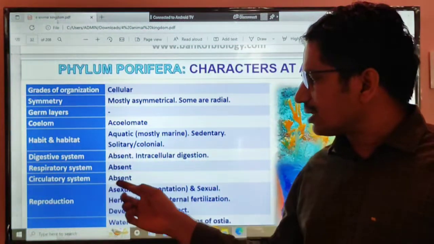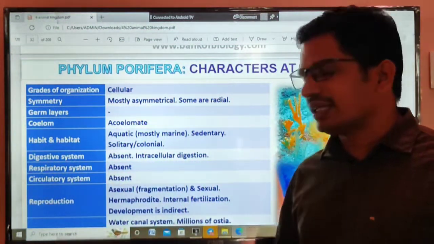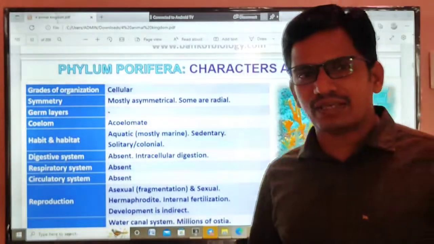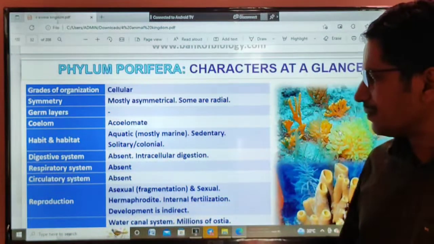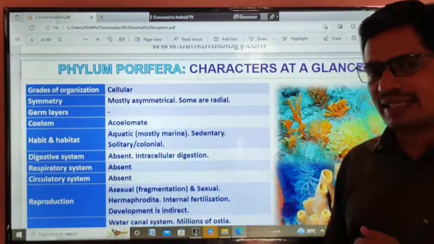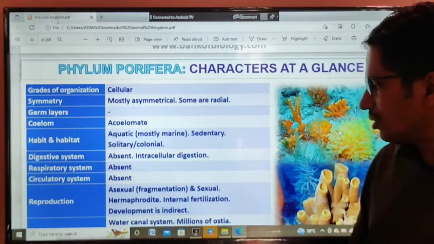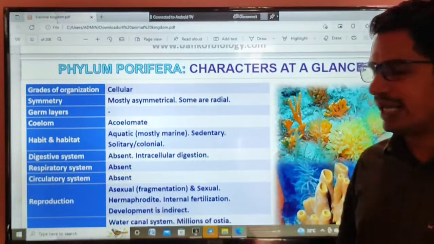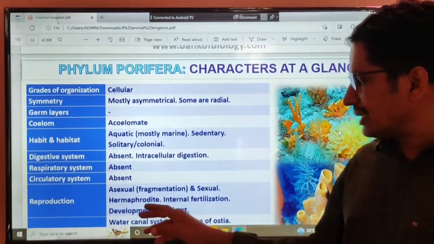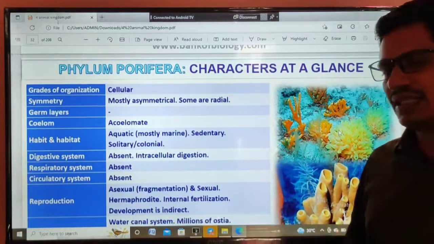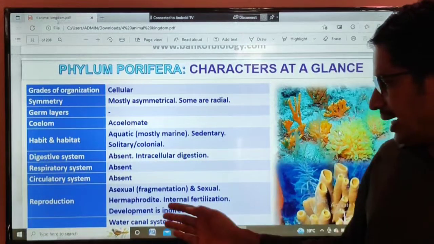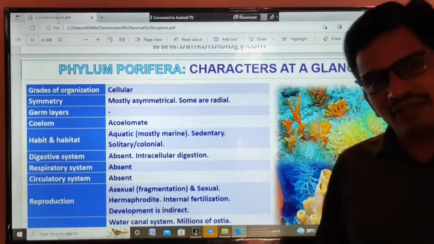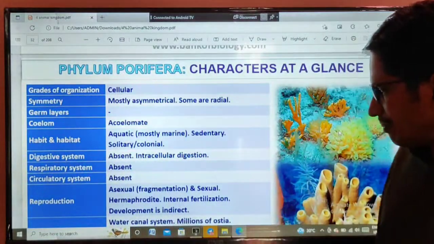The circulatory system is also absent, and reproduction is both asexual and sexual, which we can notice in phylum Porifera. Asexual mode is fragmentation, and sexual mode is through gametes. They are hermaphrodites, with both male and female organs in one animal. Fertilization is internal, and they have indirect development, which means larval forms are there.